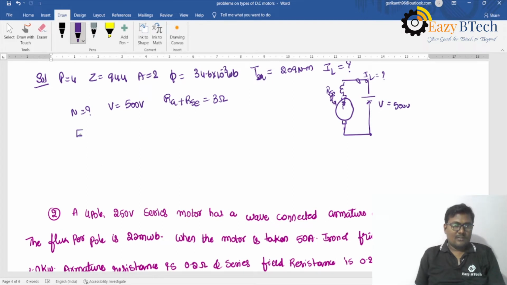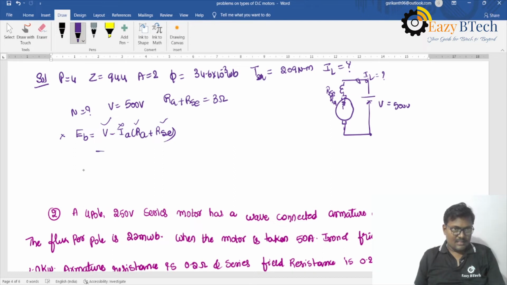So first you can calculate the Eb, which is equal to V minus Ia into Ra plus Rs. So Eb is equal to V minus Ia into Ra plus Rs. In this problem, if you observe, the back EMF is an unknown quantity. Ia is also an unknown quantity. Ra and Rs we know. So how can we calculate?